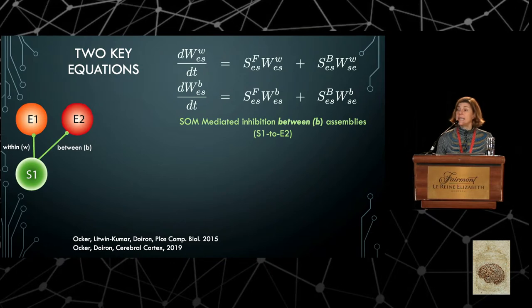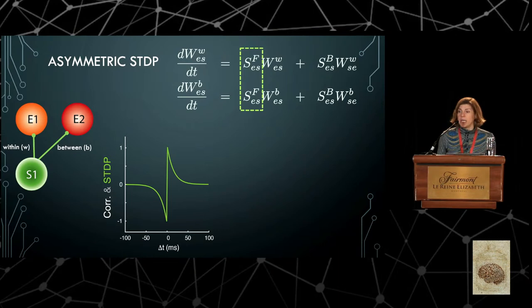This term here actually describes the relationship between the spike timing-dependent plasticity rule and the correlated spiking patterns between the SOM cells and the E cells. And this is conditioned on the SOM cell. So this leads to a situation where the SOM cell leads the E cell, and this leads to potentiation.